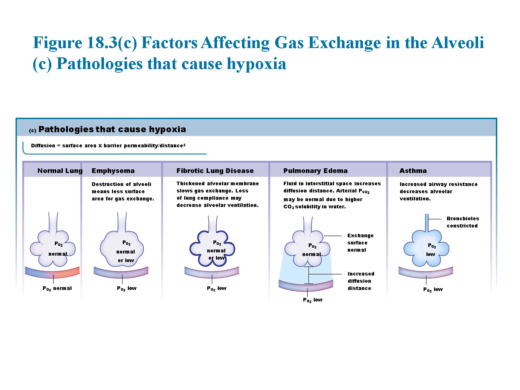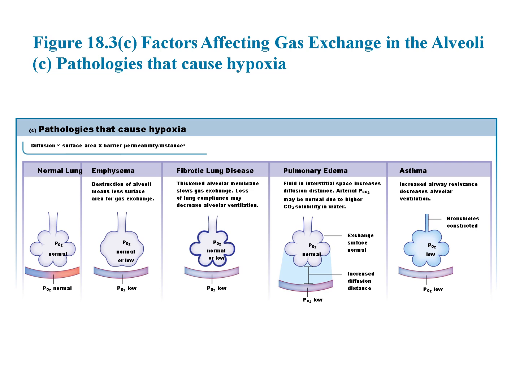In emphysema, the destruction of alveoli reduces the available surface area for gas exchange. With fewer alveoli, less oxygen is absorbed into the bloodstream, leading to low oxygen levels. Fibrotic lung disease causes the alveolar membrane to thicken, which slows the diffusion of gases. Additionally, the loss of lung compliance makes ventilation more difficult, further contributing to reduced oxygen uptake.